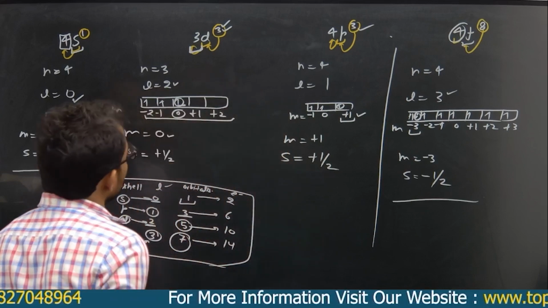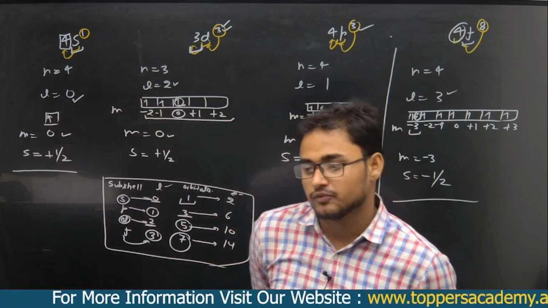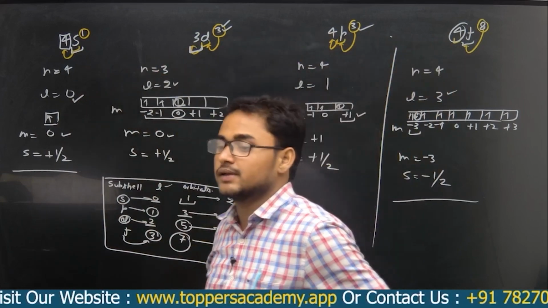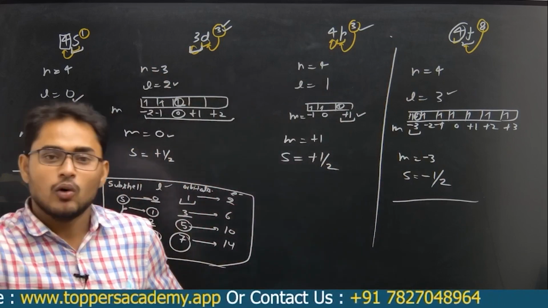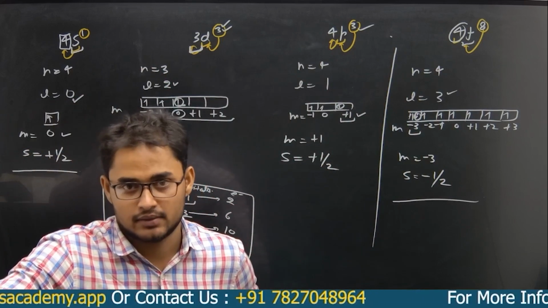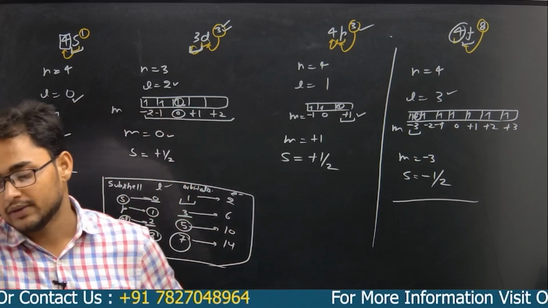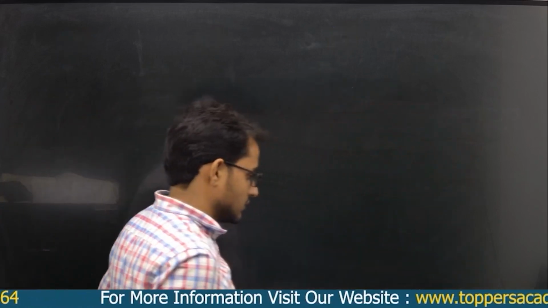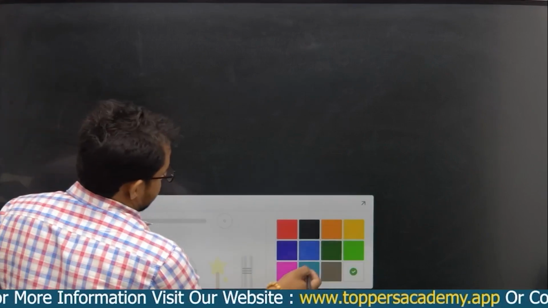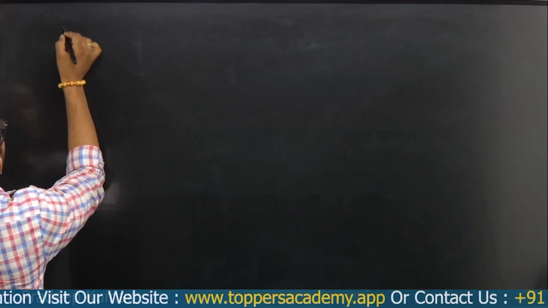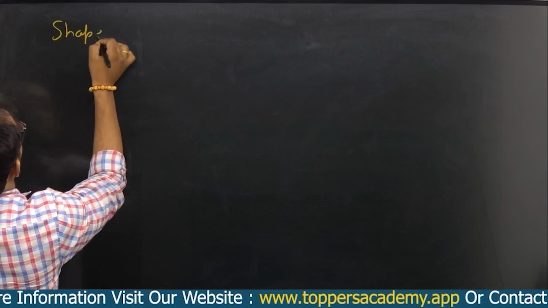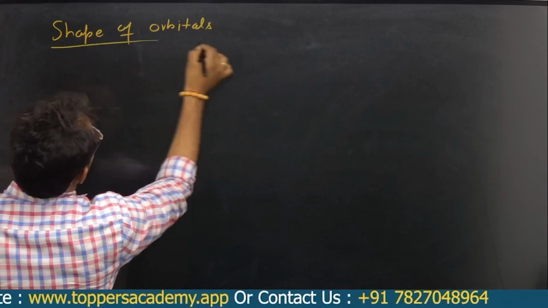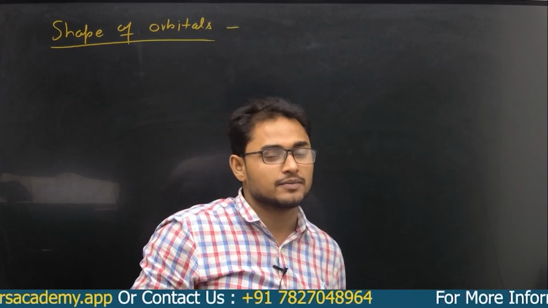So I have taken 4 different examples in which 4 different subshells have been taken: S, P, D, F, and I have calculated 4 different quantum numbers for all the examples. Right. Now I will discuss the shape of orbitals. What is the shape of the houses of the orbitals? What may it be, right?